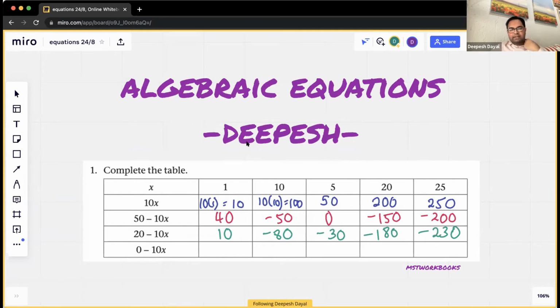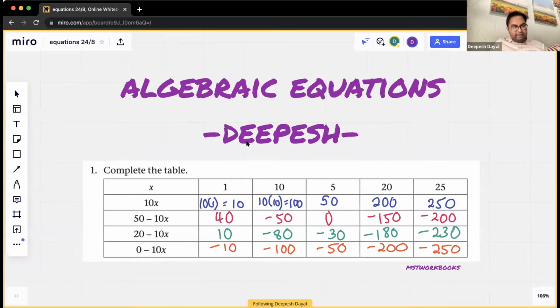Well done. Who is going to give me the answer for the next row? What is it? 10. It's actually minus 10, eh? Yes. Next one. Minus 100, and then minus 50, and then minus 200, and then minus 250. Yes, well done, everybody. That's really great.